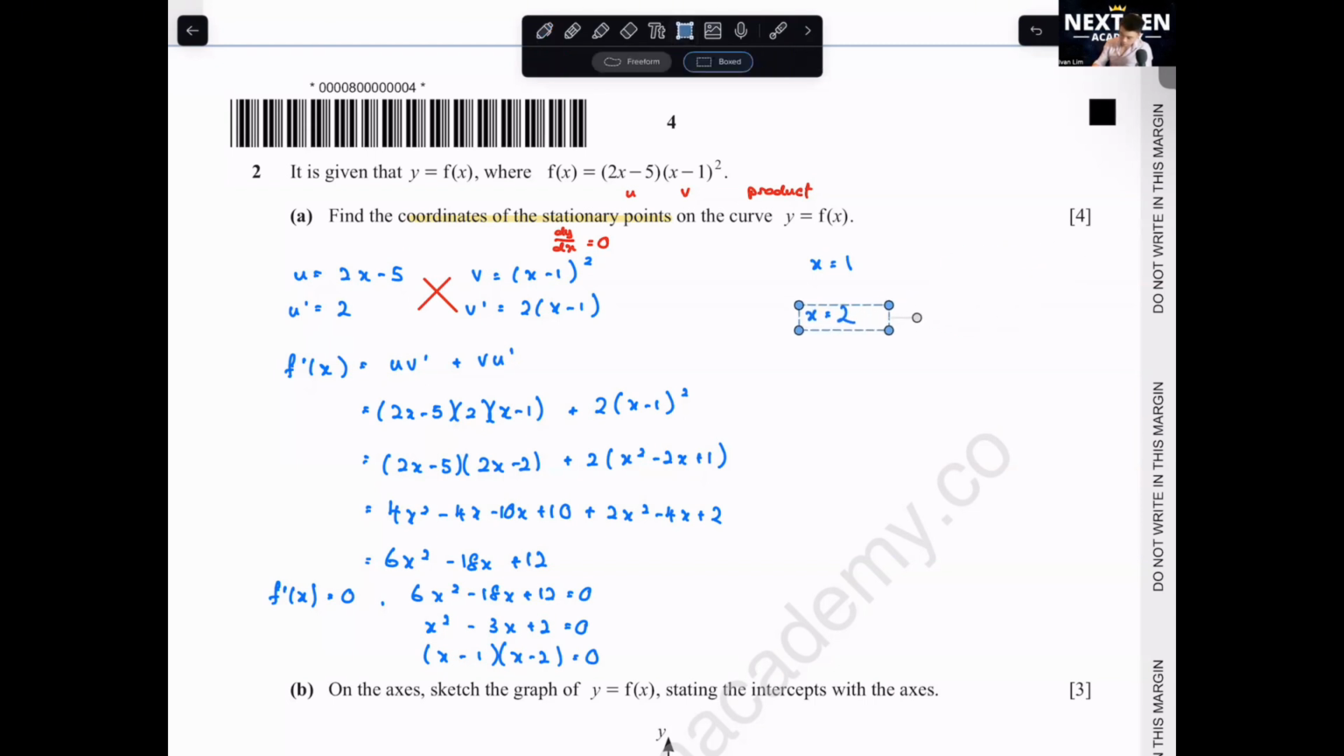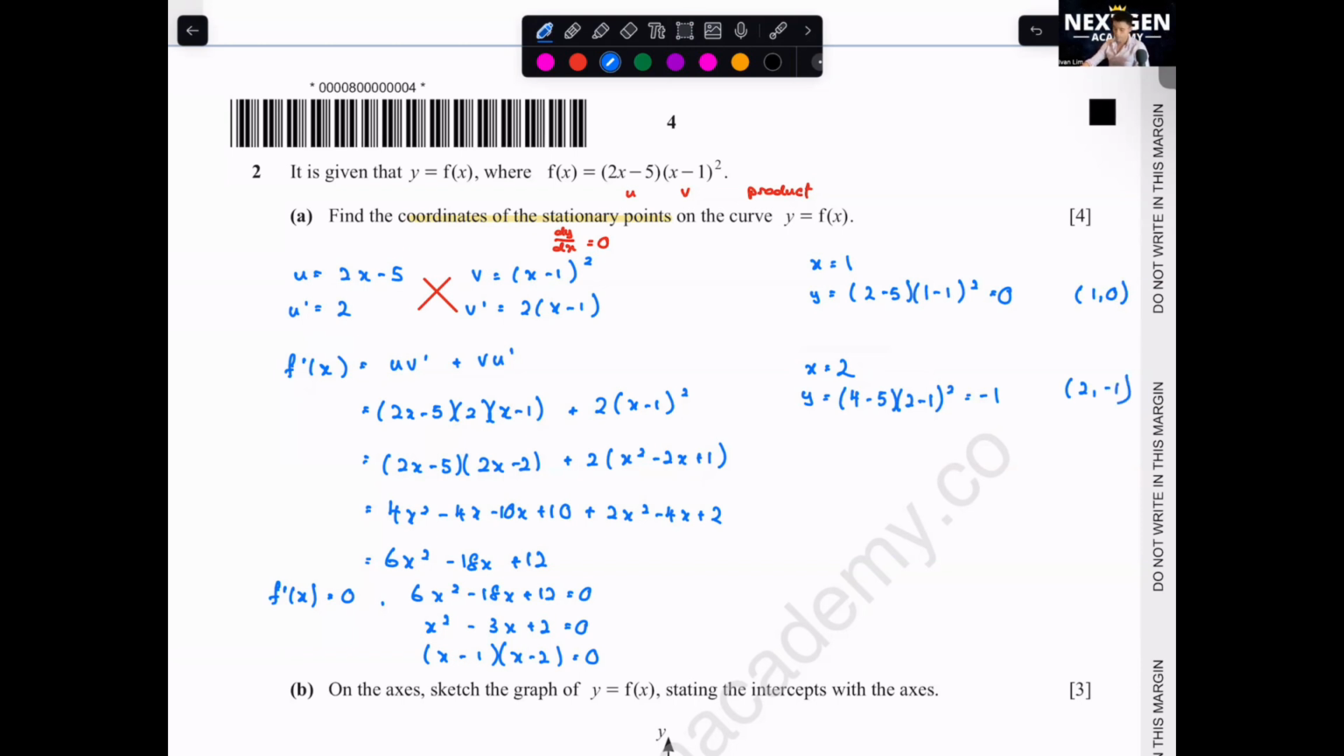Okay, because we want to get the y value also. So y will be equal to (2 times 1 minus 5)(1 minus 1) squared, which is equal to 0. So the stationary point for this is (1, 0). The other one: (2 times 2 minus 5)(2 minus 1) squared, which will get minus 1. So the coordinate here will be (2, minus 1). Okay? Clear on this?